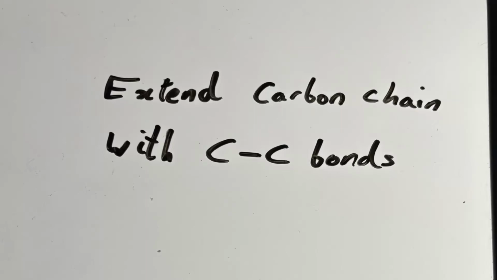OCR A-Level Chemistry, Module 6, Part 2. This goes from extending the carbon chain all the way up to the end of NMR, and that is all of the A-Level content for this course done. So let's get right down to it.